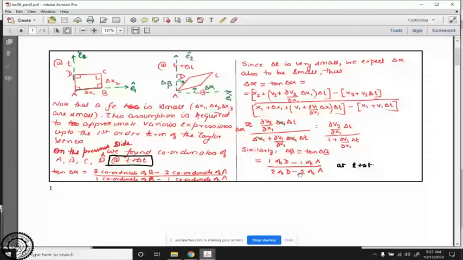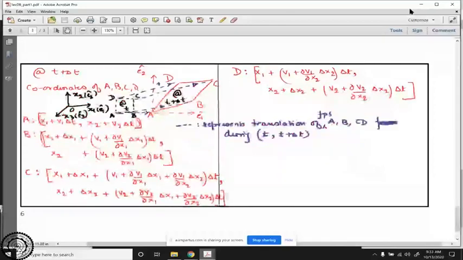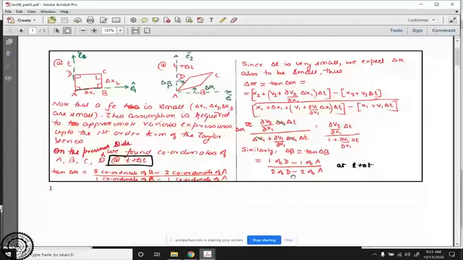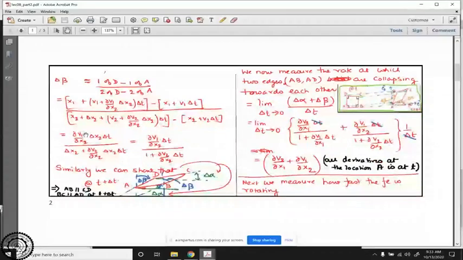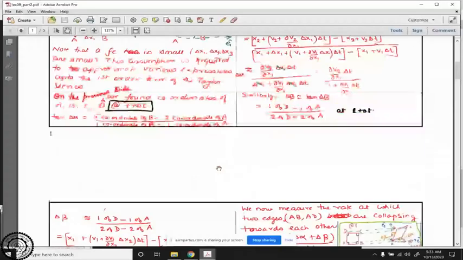Okay. So again, I will borrow these coordinates from the previous slide, and when I place them at the right places, this is what you get. And again, when you simplify, some terms cancel out. You are left with delta beta being del V1 del X2 delta T over 1 plus del V2 del X2 delta T. So see, a pattern is already emerging.